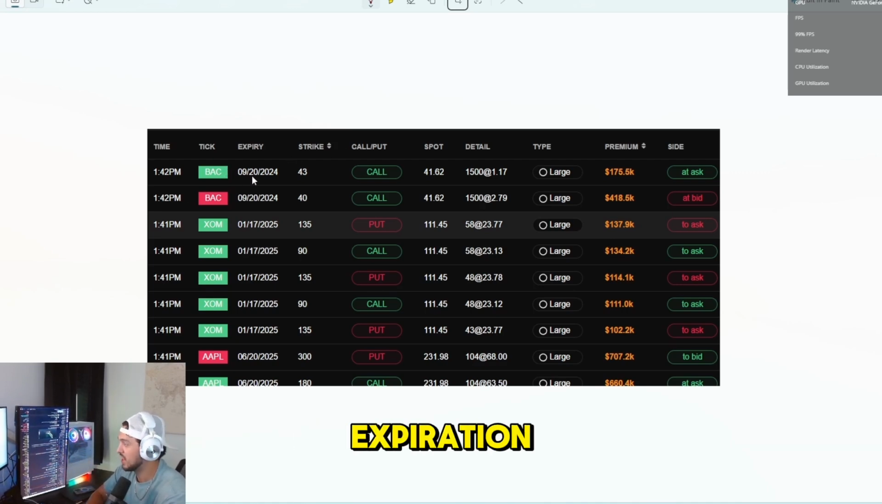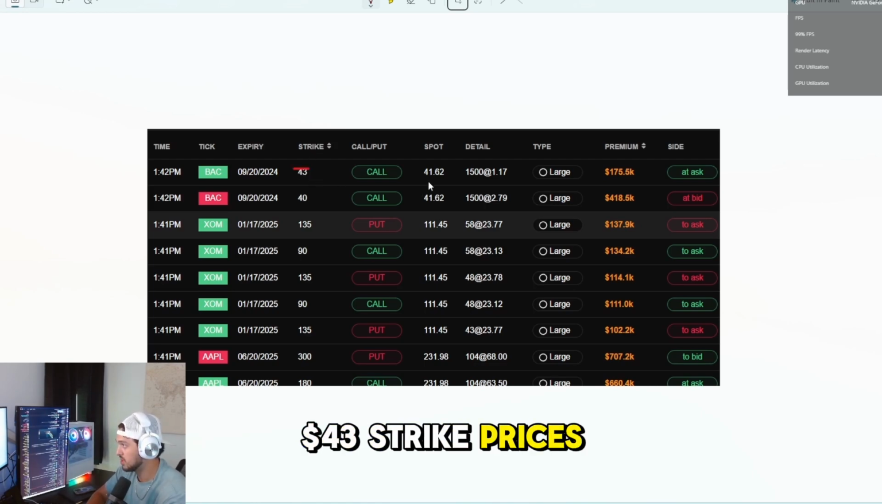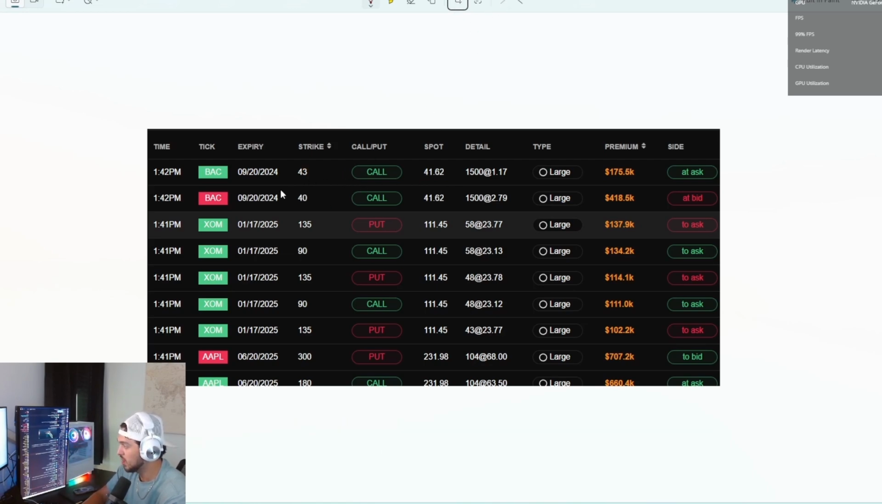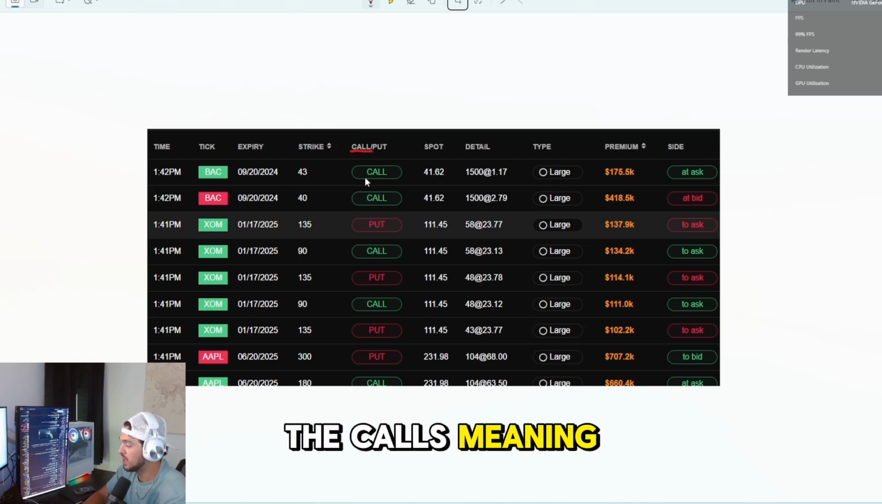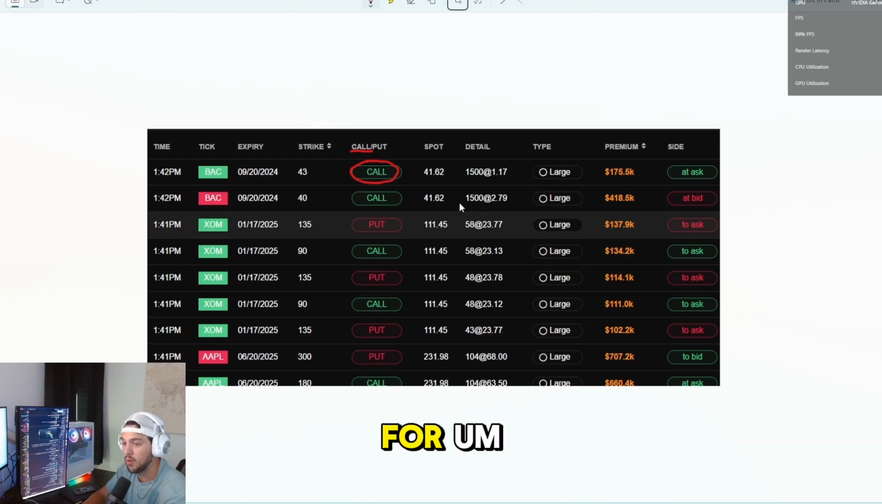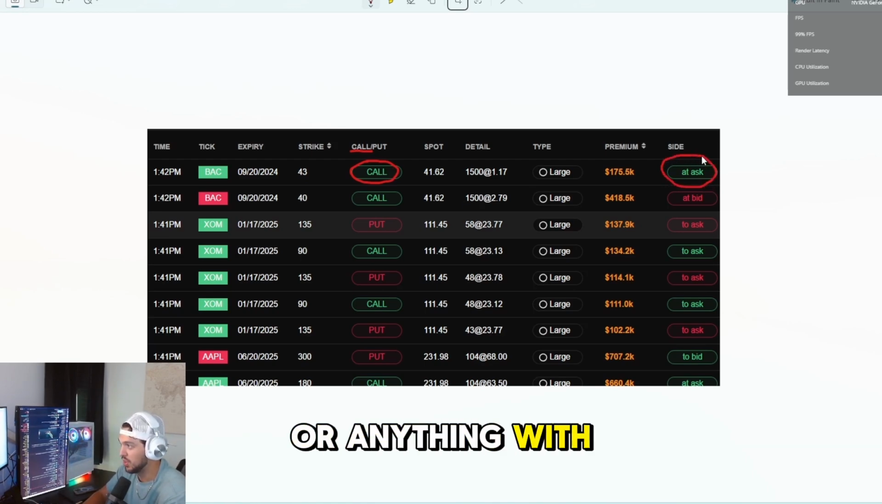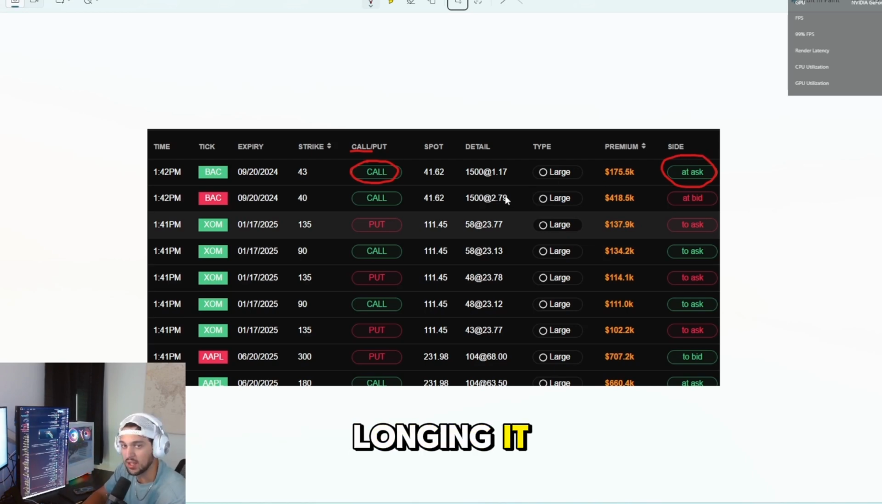The expiry means the expiration. So they're looking for the 09/20/2024. And the strike is the strike price. So they've got $43 strike prices. And you can see right here that that's not in the money. That is actually $2 out of the money. So they're looking for an upside move here, the calls meaning upside as well. So if you're buying calls and you can see it's at the ask, anything with ask, that means they're longing it. They're buying the option contract for an upside move.